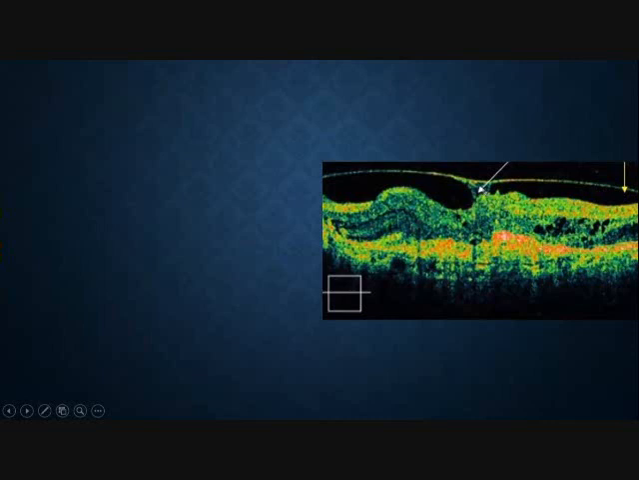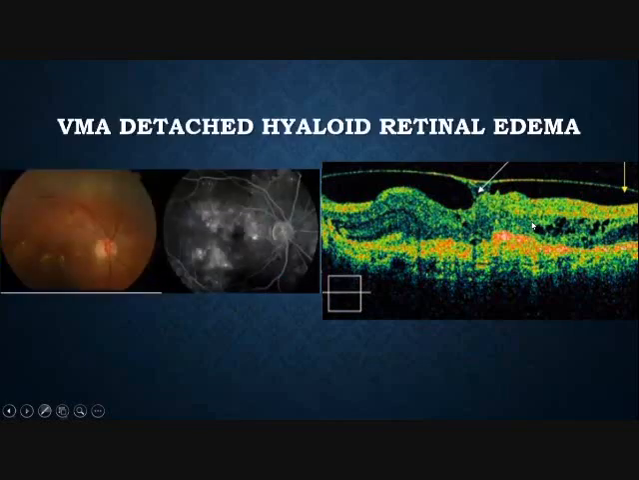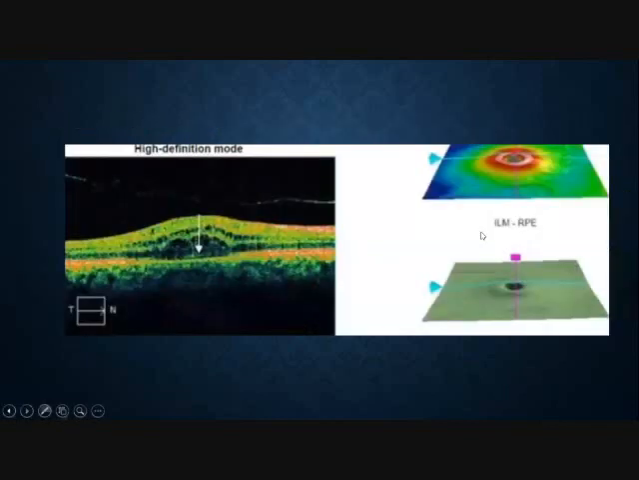Whenever there is a pull on the retina, the surface contour is changed, retinal thickness is increased, and there are cysts formation inside the retina. So this is VMA detached highlight. This is with the retinal edema.